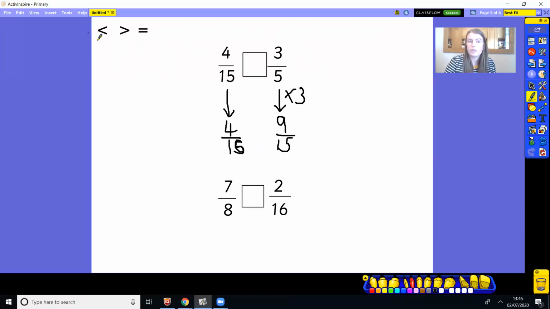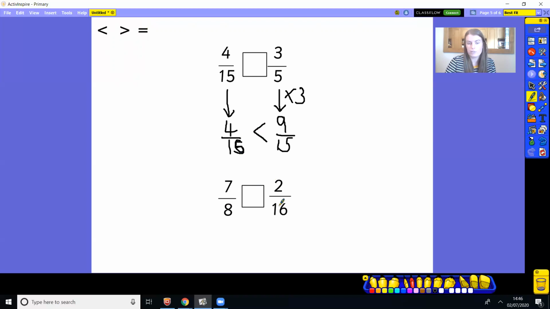And then we need to think about which symbol would represent that the best. So we've got less than, more than, or equal to. So this time we need to use less than. So 4 15ths is less than 9/15.